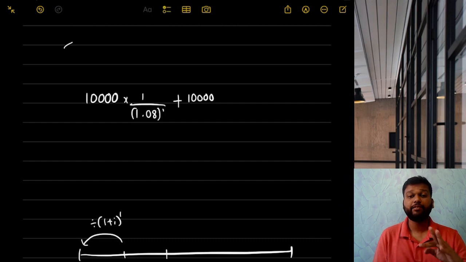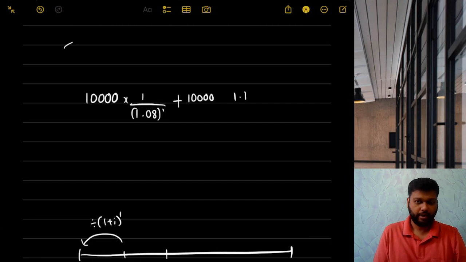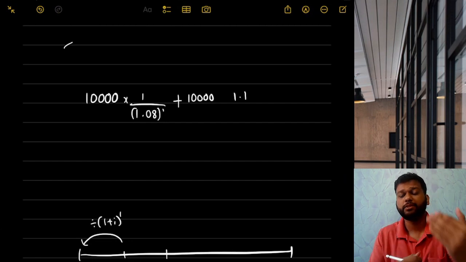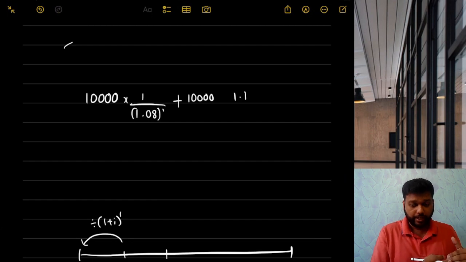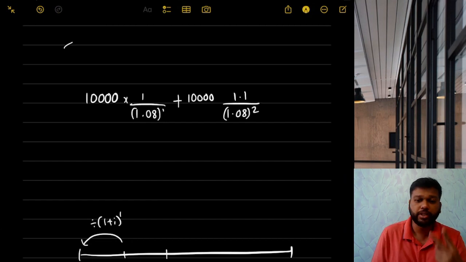That means, can I say it will now become 11,000, or 10,000 into 110%, right? Or 1.1. 10,000 into 1.1. So it is going to increase by 10%. If it was 1, it will become 1.1. So if it is 10,000, it will become 11,000. And now this will be divided by 1.08 square because 2 years.